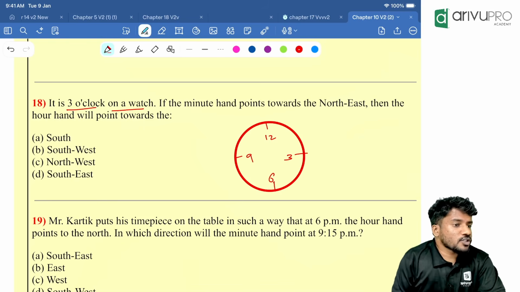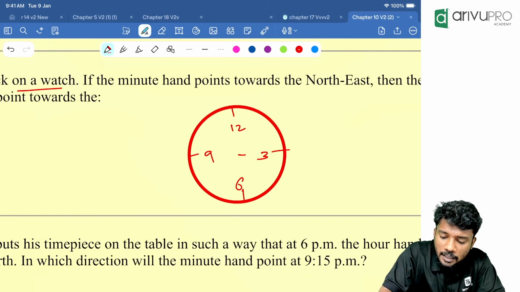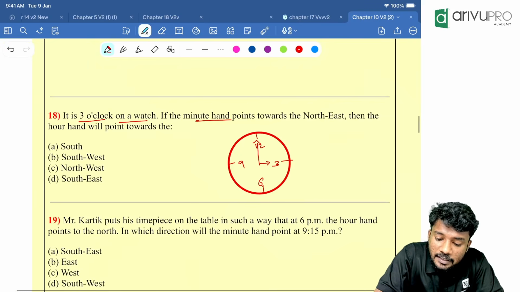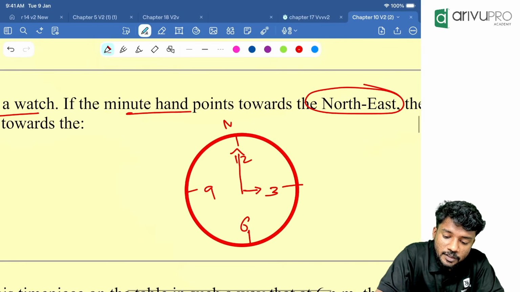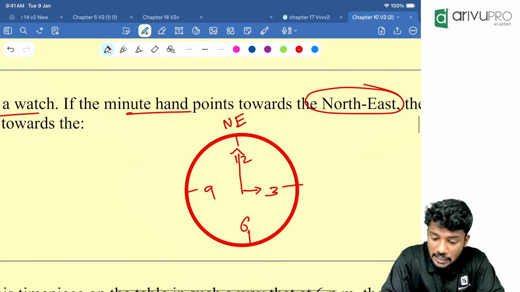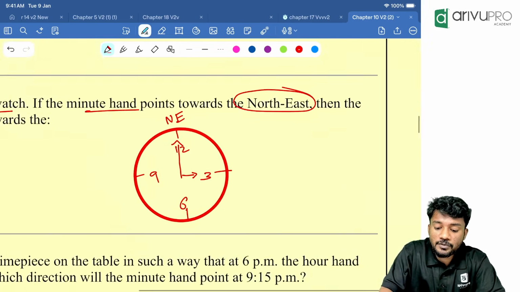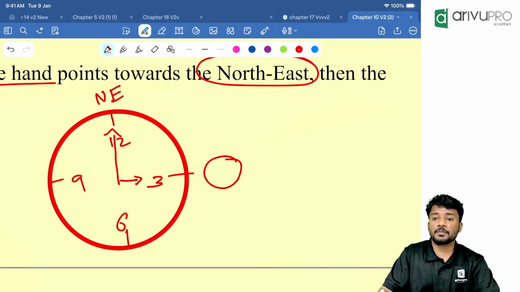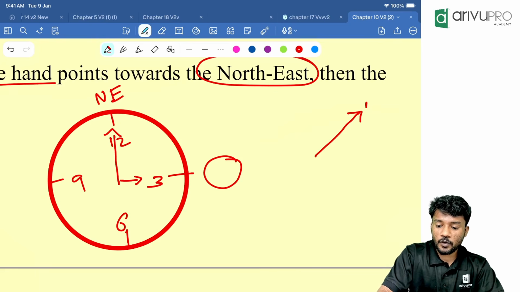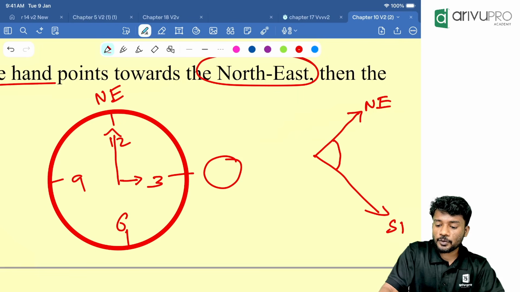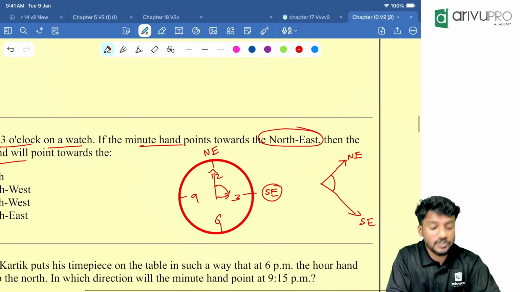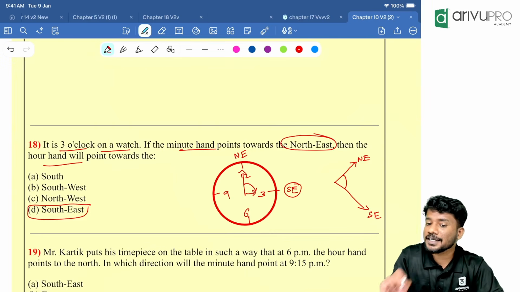Now, looking at this question. At 3 o'clock on a watch, 3 o'clock means what? The hour hand will be looking towards 3 and the minute hand will be looking towards 12. The minute hand points towards northeast. This is what? Northeast they are telling as per the question. Then which direction will the hour hand point towards is the question. Now people, you should remember the normal picture. Northeast is towards this side. If I take a 90 degree turn, it will be which direction? Southeast. So which is the answer? Option D is the answer.